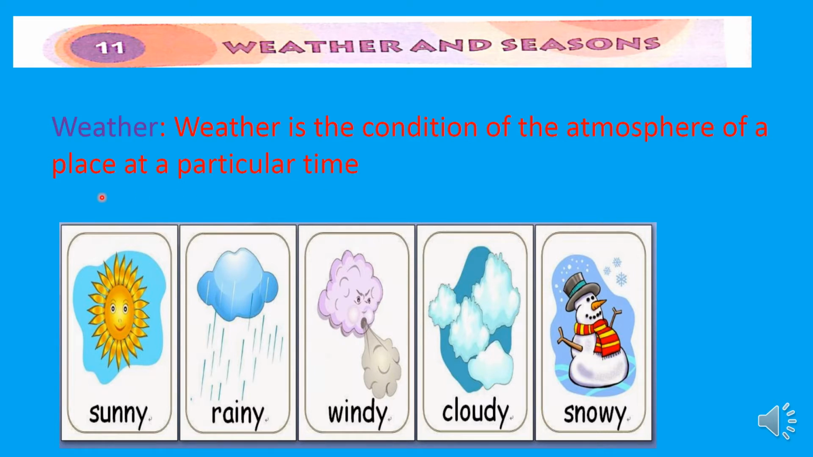In that time, how is the weather? Very hot or rainy or windy or cloudy or sunny, in that particular time of a place. Weather is the condition of the atmosphere of a place at a particular time. Children, weather changes from day to day. Some days are hot, some days are cloudy, some days are rainy, some days are windy, some days are snowy. Like that, the weather changes nearly every day, children.